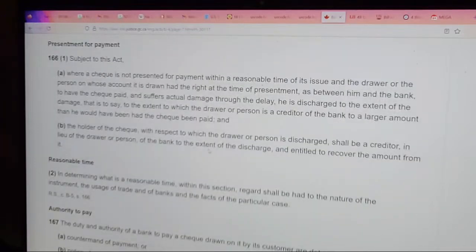166.1. Subject to this act, A. Where a check is not presented for payment within a reasonable time of its issue, and the drawer or the person on whose account it is drawn had the right at the time of presentment, as between him and the bank, to have the check paid, and suffers actual damage through the delay, he is discharged to the extent of the damage. That is to say, to the extent to which the drawer or person is a creditor of the bank to a larger amount than he would have been had the check been paid.